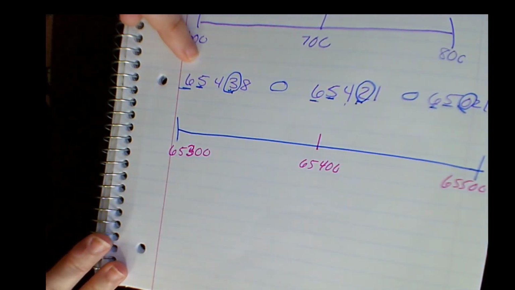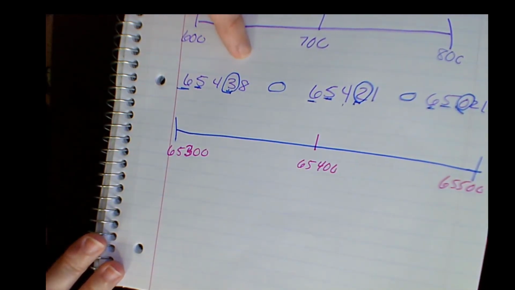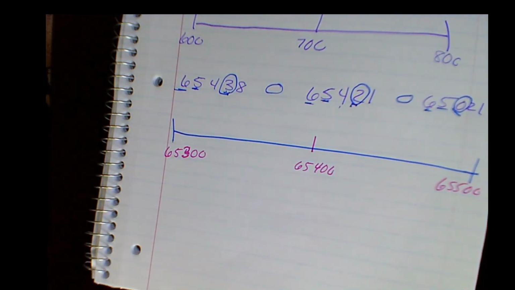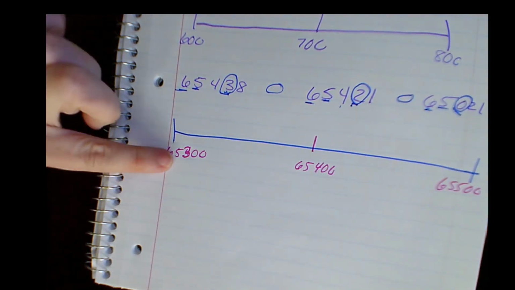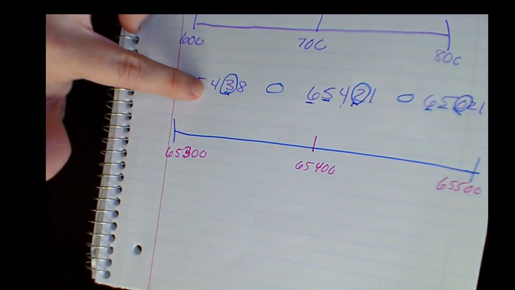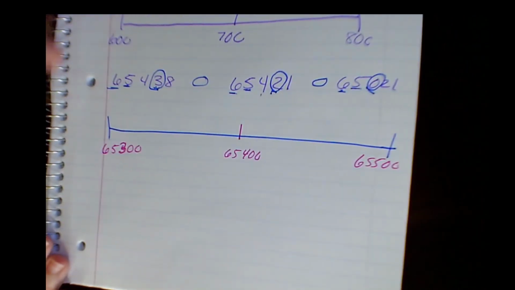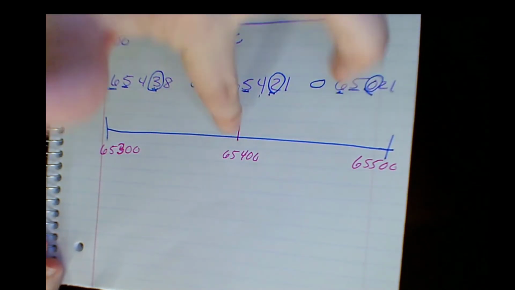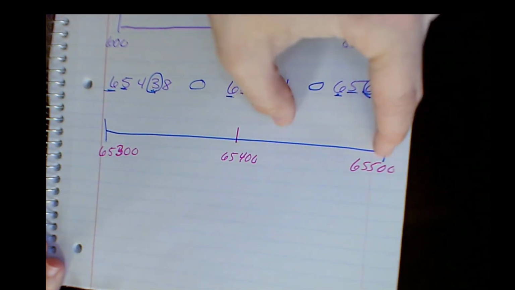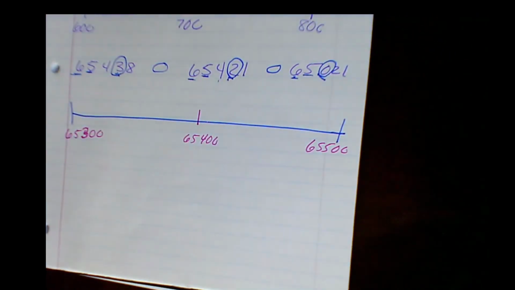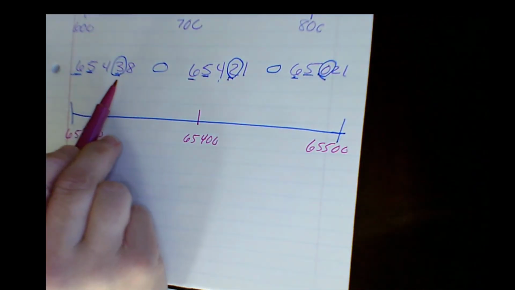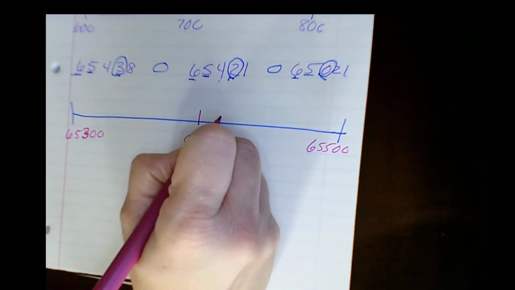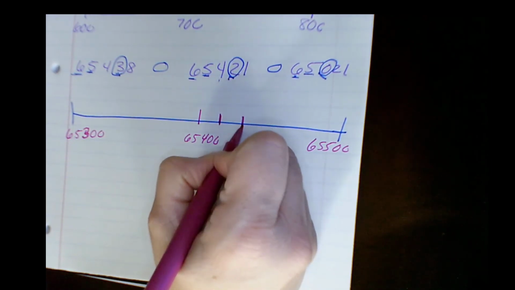So 65,438 and 65,421. Which one would it be? So here it's 65,300. Well, that's 400, so we don't have to worry about that. So that's saying over here that 65,438 is going to start over here. It's going to be between these two numbers. So which one comes first? 438 or 421?